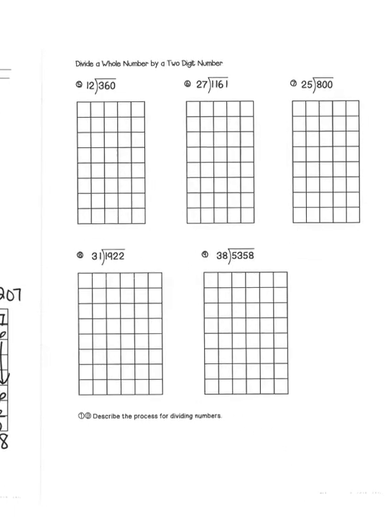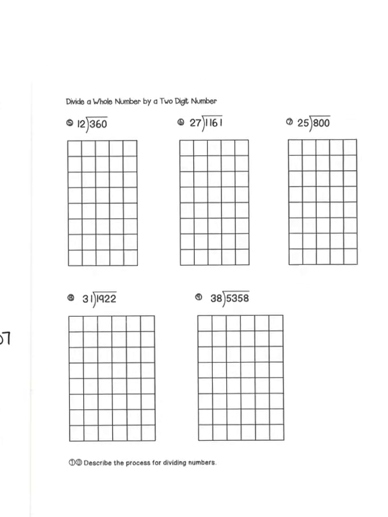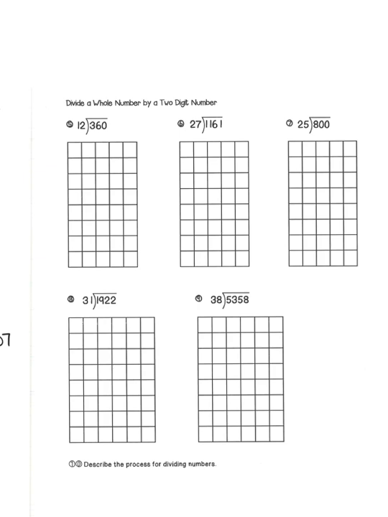We're going to go to the next page. We'll do a couple more together. So I have 12 being divided into 360. So when I set it up, I'll do 12 and draw in my bracket, 360. Okay, so 12 goes into 36 3 times. Bring down my 0.